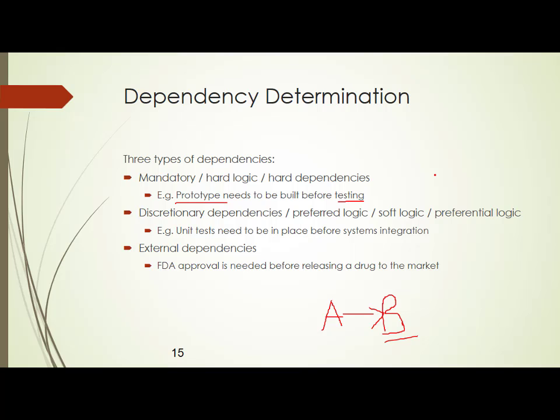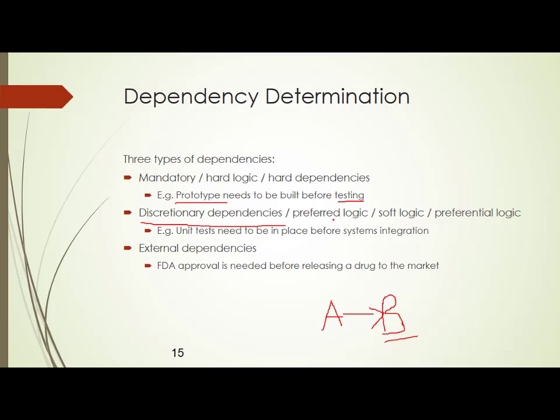So you must and should follow that. First you have to do the prototype, and only then you go and do the testing. This is called a mandatory dependency. Okay, so the next one is called discretionary dependency.